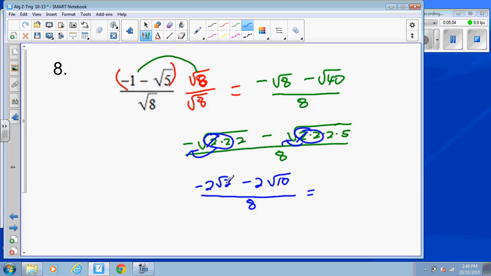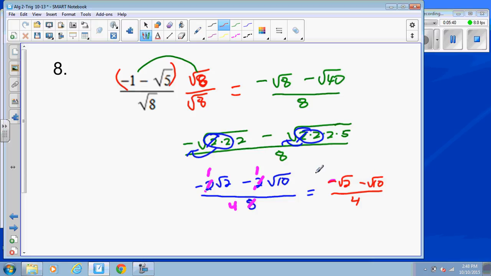And then I say, well, what number goes into all these? All these can be divided by 2. So I divide each of these by 2. That becomes 1. That becomes 1. And that becomes 4. So the answer is negative square root of 2 minus the square root of 10 all over 4. And that's how we would leave our answer. We can't combine 2 and 10 because they're both under square roots. So that would be it.